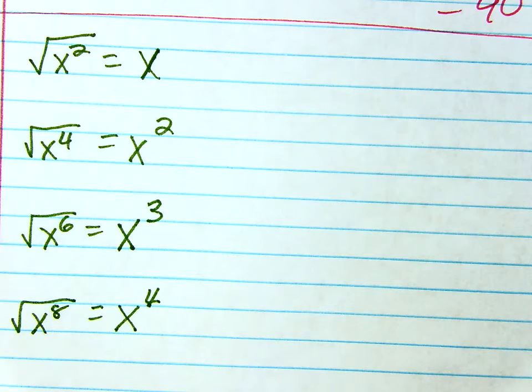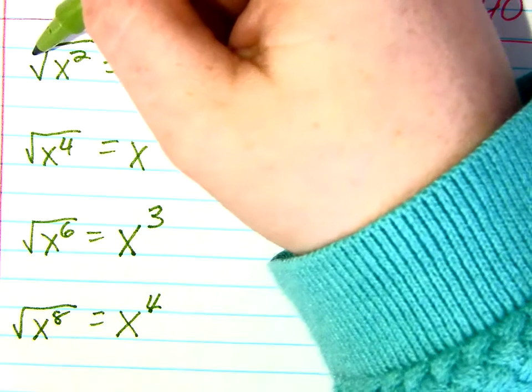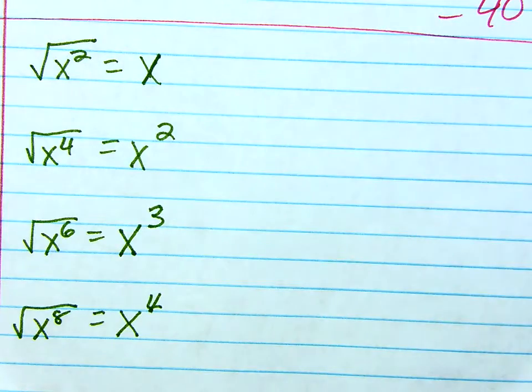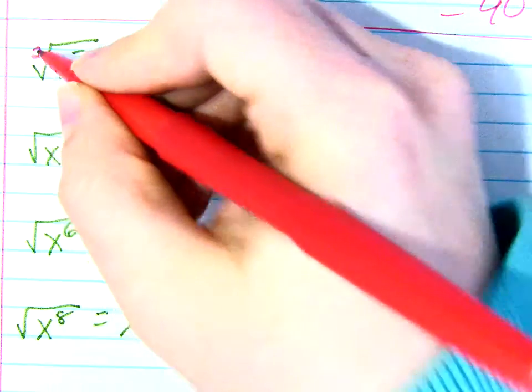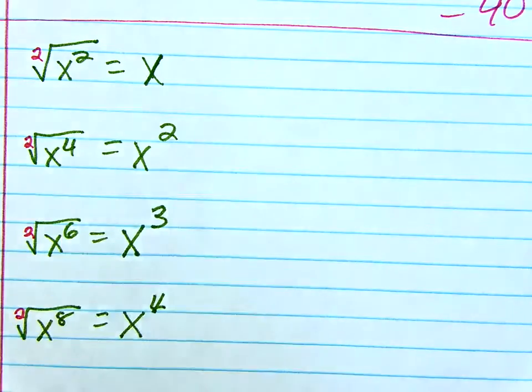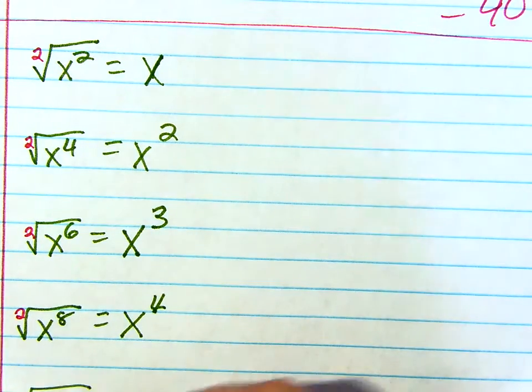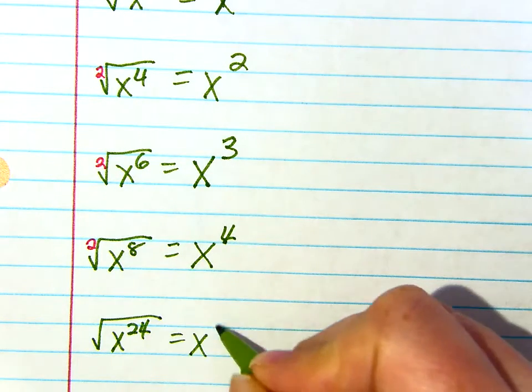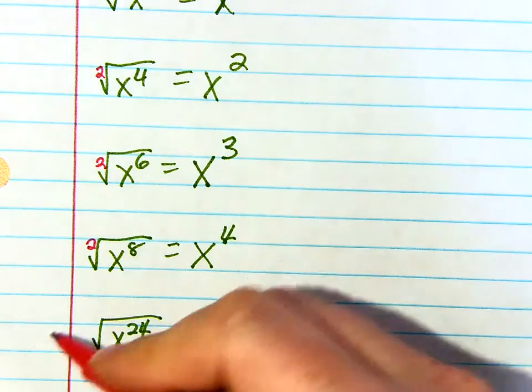Do you notice something going on here, people? What's that little tiny number that's out in front here that we don't actually write? There's a little tiny 2 there. Let's jump ahead. Say I had the square root of x to the 24th. That would be x to the 12th. So again, there's a little tiny 2.